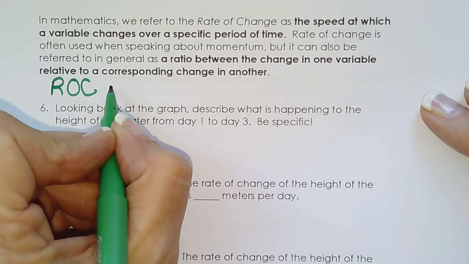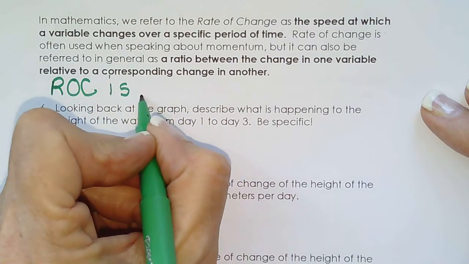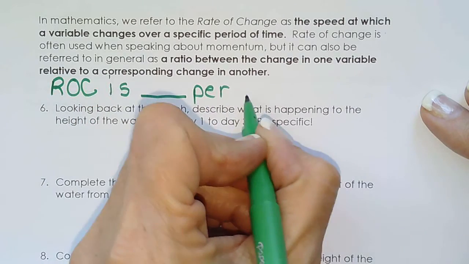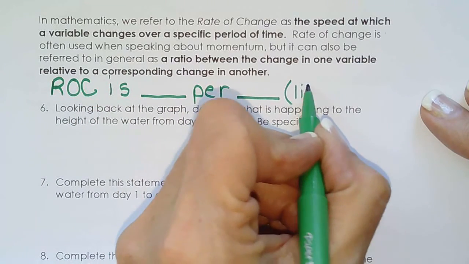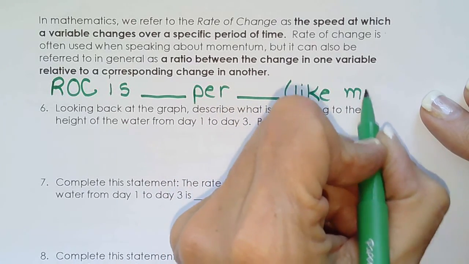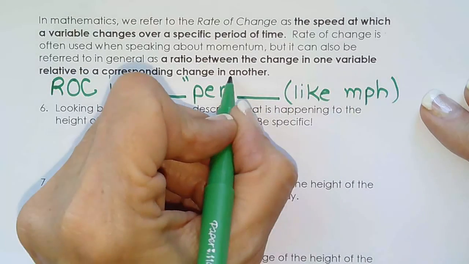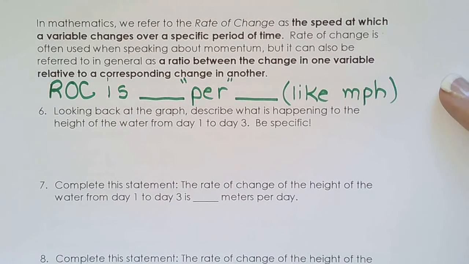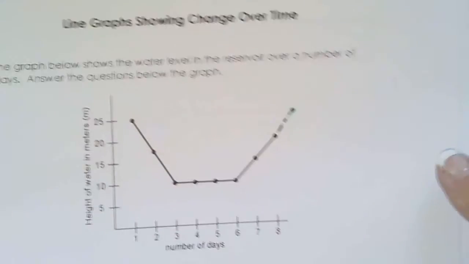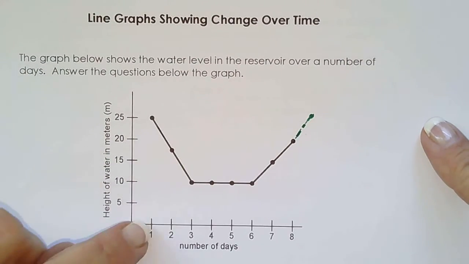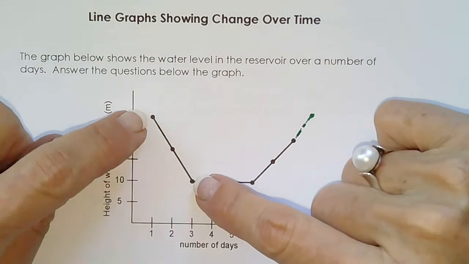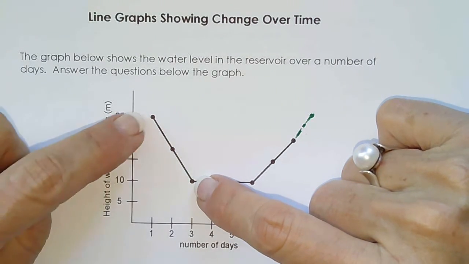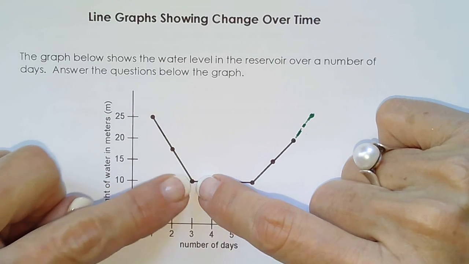So rate of change is something per something, like miles per hour. So that word per should always be contained in your rate of change statements. So looking back at the graph, describe what is happening to the height of the water from day 1 to day 3. So I detached my picture. So day 1 to day 3, the water level went down 15 meters in 2 days.